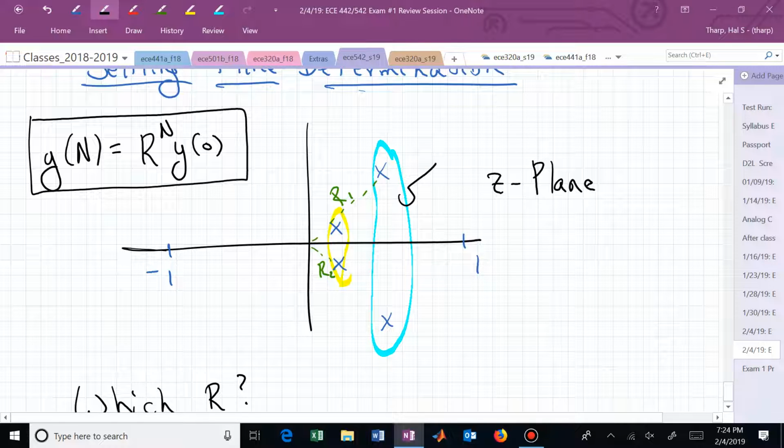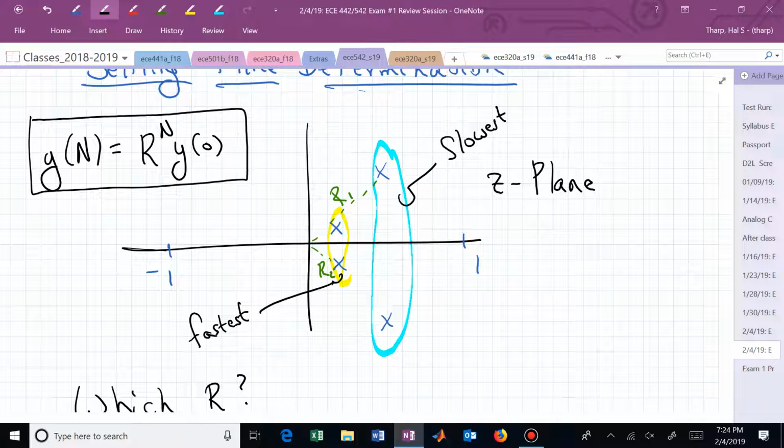Slowest. So this is now our slowest. If that's the case, I only have 2 pairs, so this must be the fastest. And why is that? Why is this pair faster than the R1 pair? Just plug in some typical numbers.